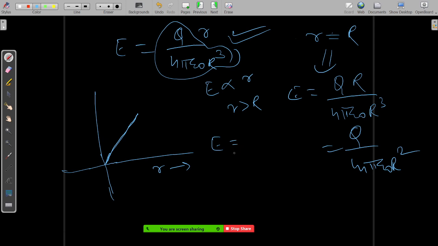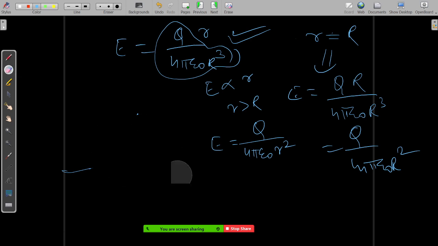It is inversely proportional to the square of the distance, right? So your graph goes something like this, a hyperbola. Understood, no?